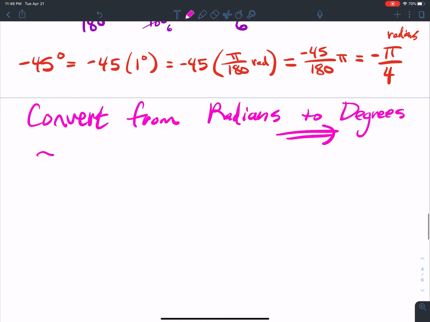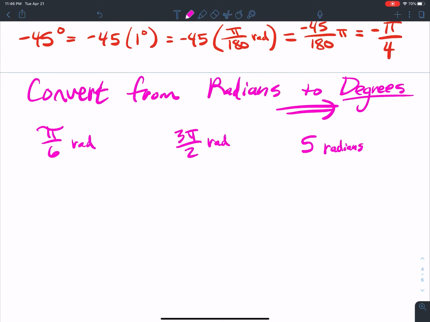So I'm going to start with pi over 6 radians. I'm going to do 3 pi over 2 radians. And I don't know, we could do 5 radians, whatever. Okay, and I'm going to convert this to degrees. Now, when I'm thinking degrees, I'm thinking 180. 180 degrees, that's what I'm thinking. 180 over pi. That's kind of how I think about it, all right?